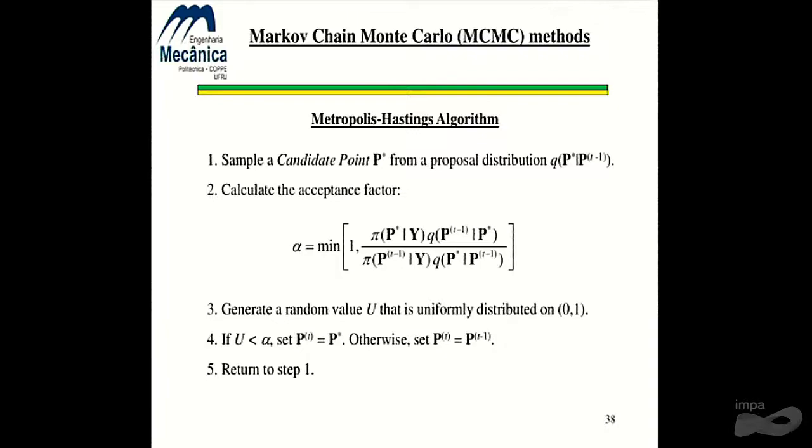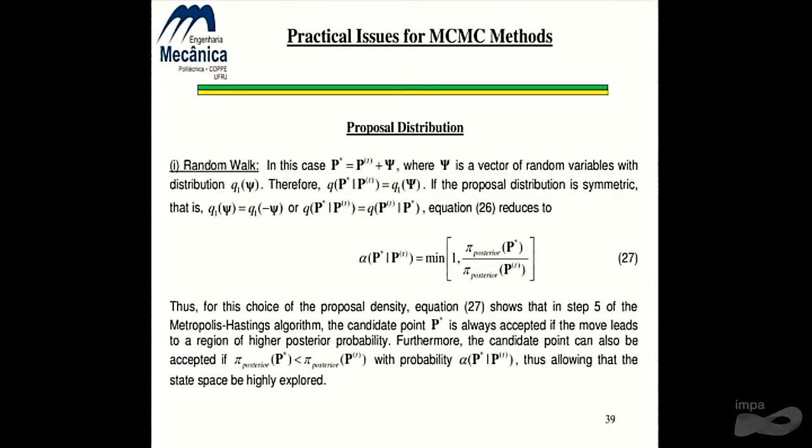And another crucial point here is the selection of the proposal distribution, the distribution that moves along the chain. Some examples of proposal distribution, very simple ones. For example, random walk.